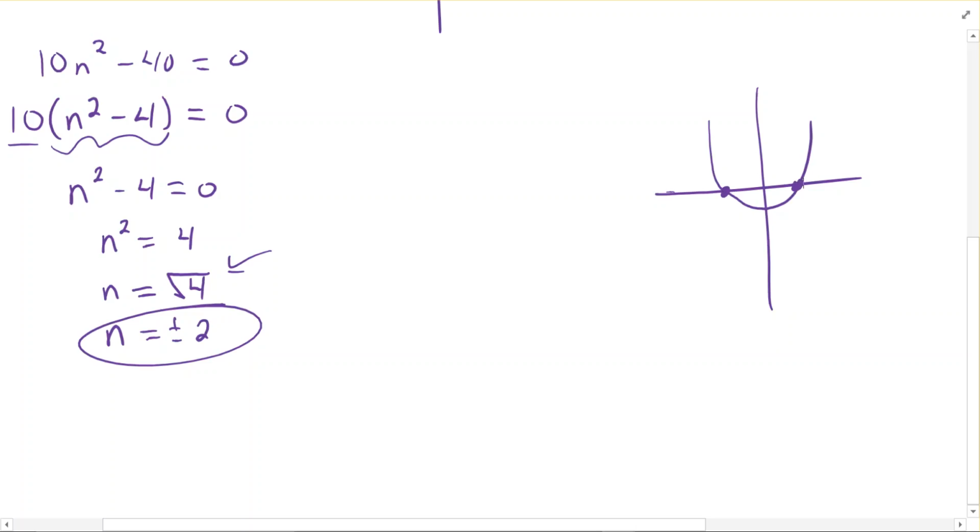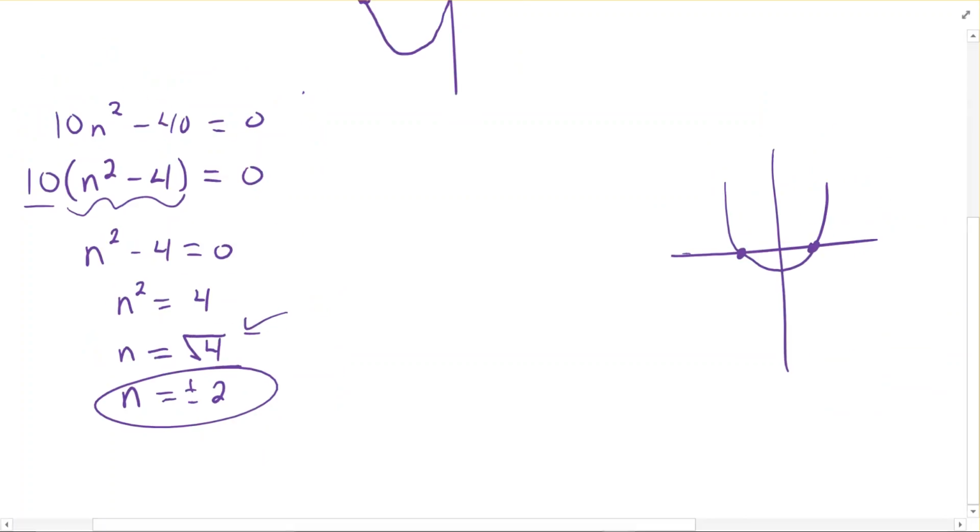The other way of solving this would be when you got to this point, so 10(n squared minus 4) is equal to 0, is recognizing that this is also a difference of squares.